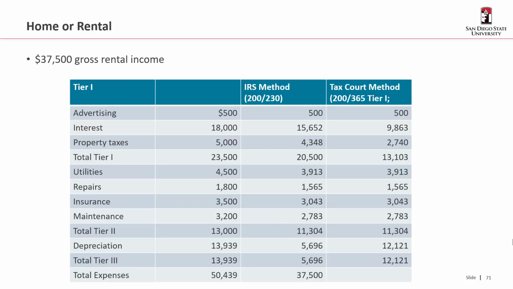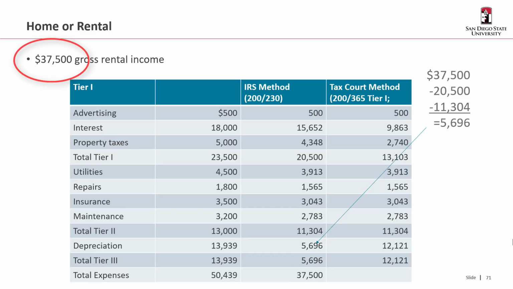Okay, so the problem is we can only have total expenses of $37,500. So even though depreciation multiplied by 200 divided by 230 is more than $56.96, we are limited to the amount of depreciation we can take. Because once we've deducted Tier 1 and Tier 2, we only have $56.96 of income left to deduct against. What happens to the remaining amount of depreciation allocated to the business? It gets carried forward and hopefully deducted next year.